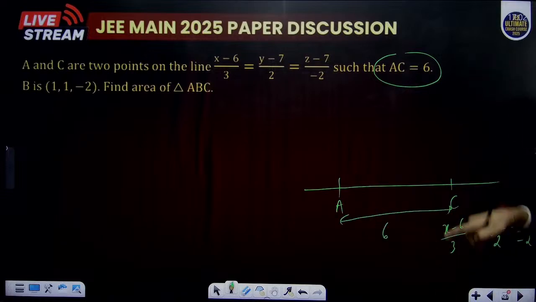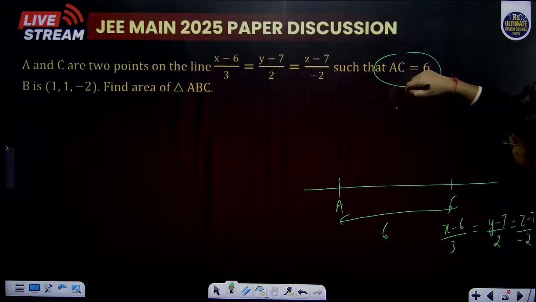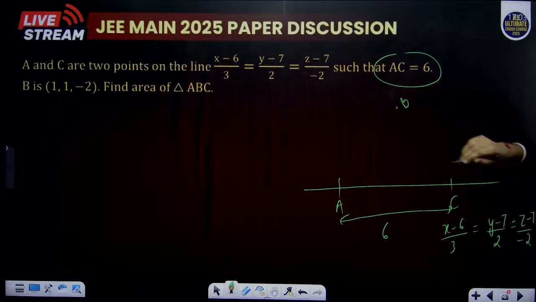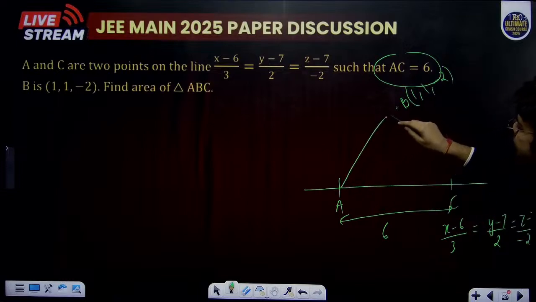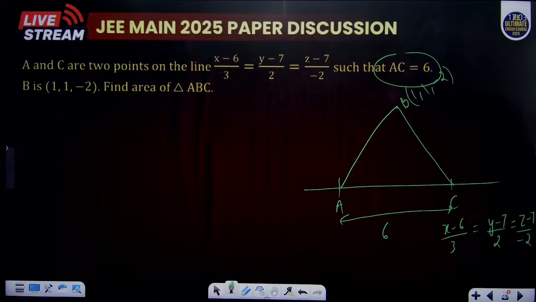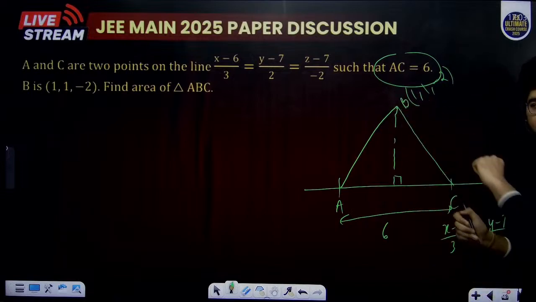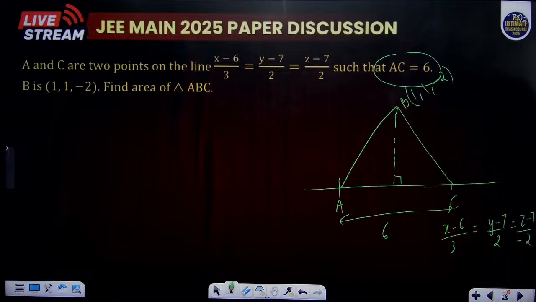Now, there is a point B whose coordinates are given. This is your point B, (1, 1, minus 2). And they are saying find the area of triangle ABC. Can I join these two to form a triangle? Now this triangle is formed. The AC distance is given. Can you simply calculate the height? This height is nothing but the perpendicular distance of the point from this line.